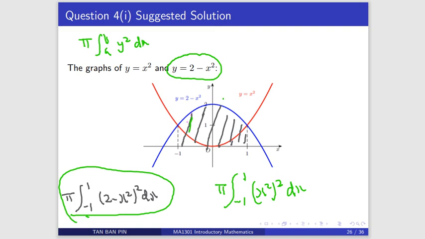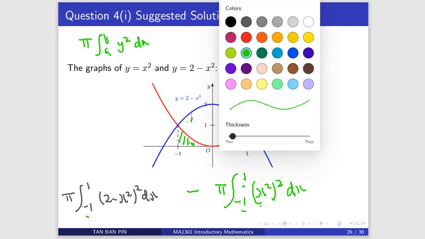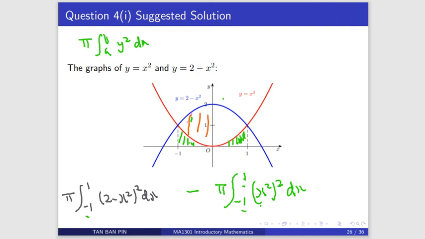But what you want is the area bounded between the two curves. So we have to subtract away the volume of the solid formed by rotating the area under the red curve about the x-axis. The red curve is y equals x squared. If you integrate pi x squared dx from -1 to 1, you'll be finding the volume of the solid formed by the green shaded region rotated about the x-axis. So if you subtract these two numbers, you will get the volume of the solid formed by rotating the region bounded between the two curves.